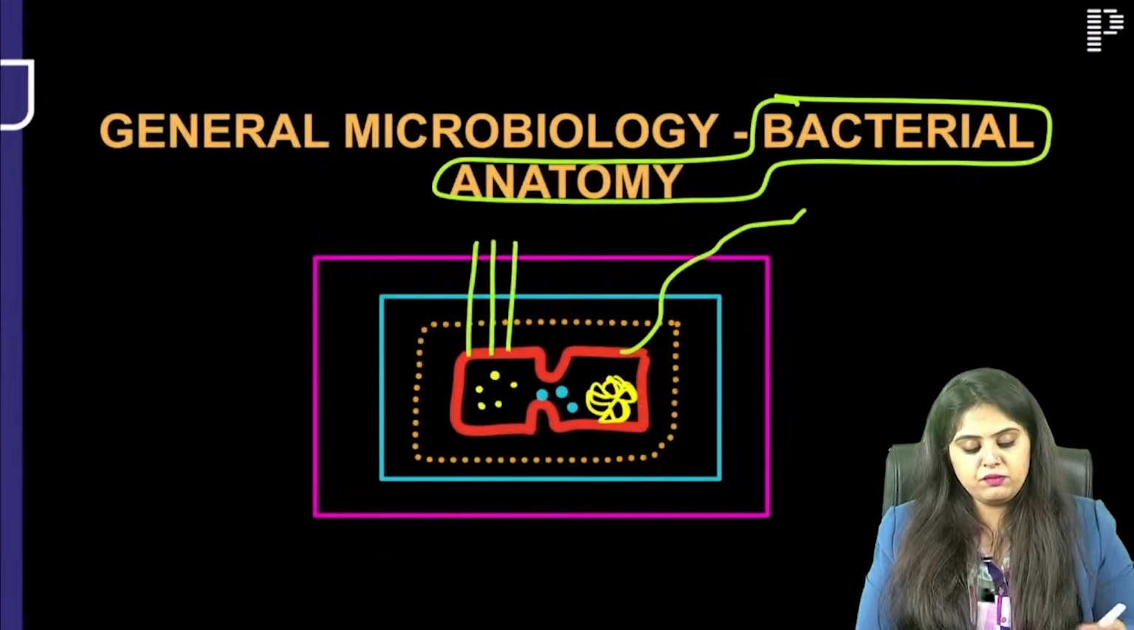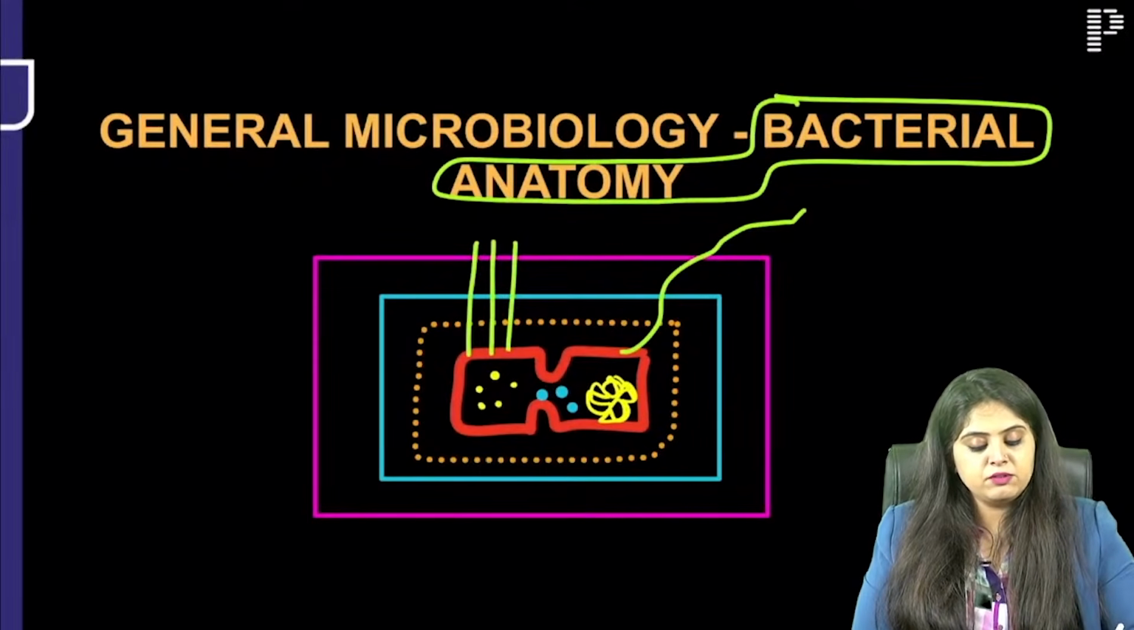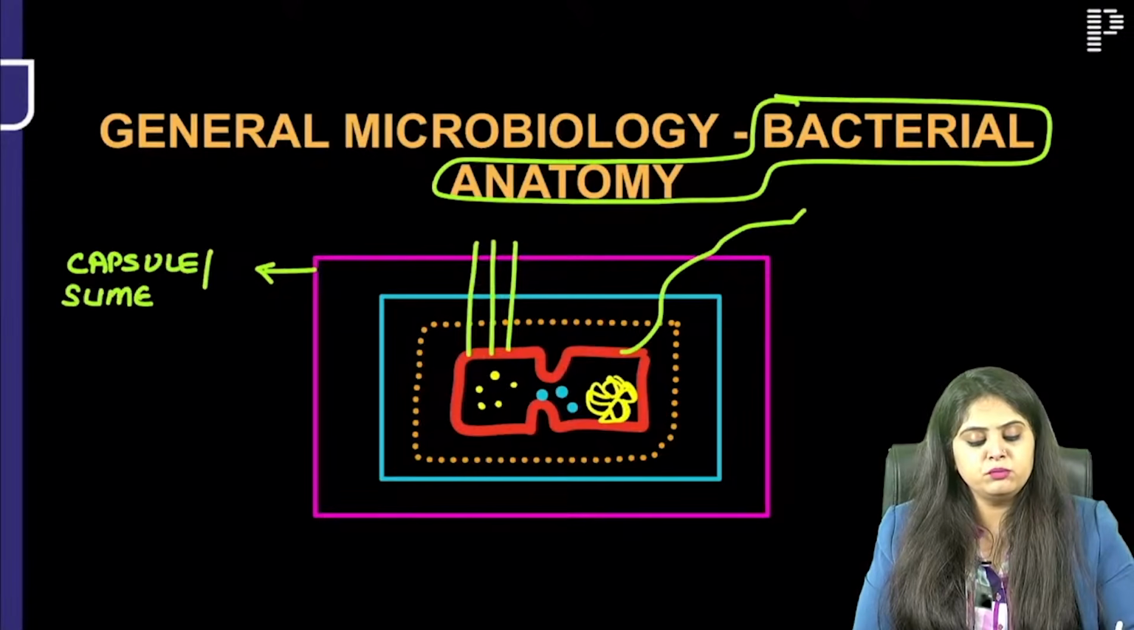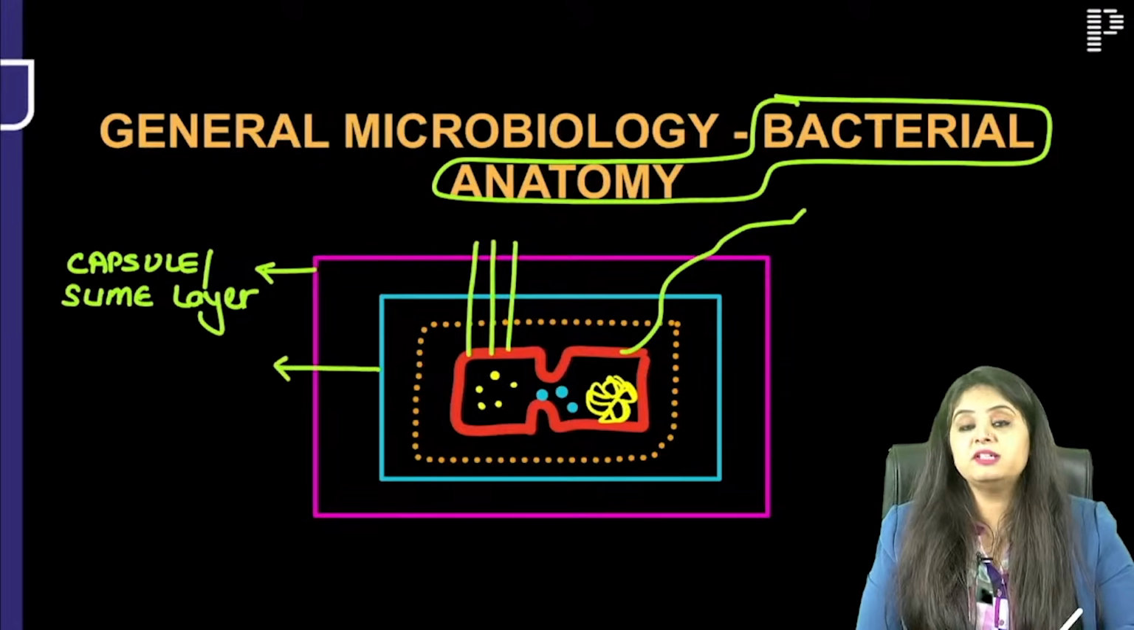Whatever I keep teaching you, we will keep labeling. Number 1 layer, which was on the outermost, that is capsule, or you want to call it slime layer, that is settled for us. Now let's move further. What beyond it, guys? What is the next layer that I have? That is going to be a cell wall.